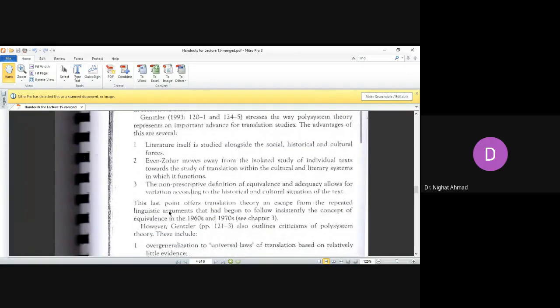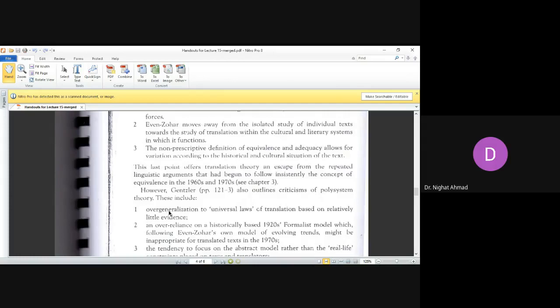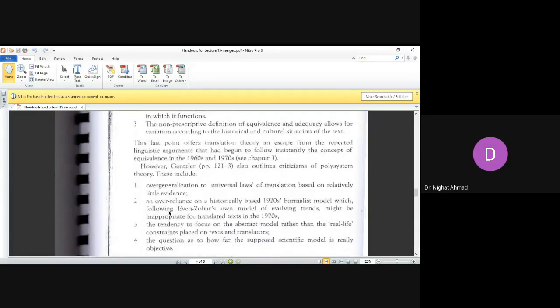And then the third is the non-prescriptive definition of equivalence and adequacy, which allows for variations according to the historical and cultural situation. We look at a non-prescriptive definition of equivalence, which is preserved and reflected in that text. So the last point offers translation theory an escape from the repeated linguistic arguments that began to follow instantly the concept of equivalence in the 1960s and 70s.